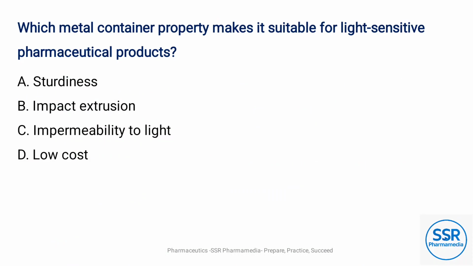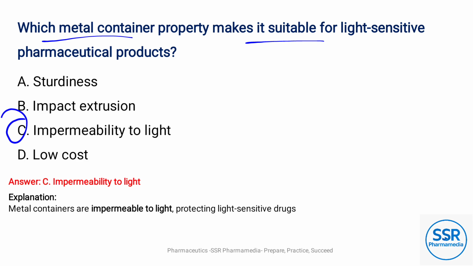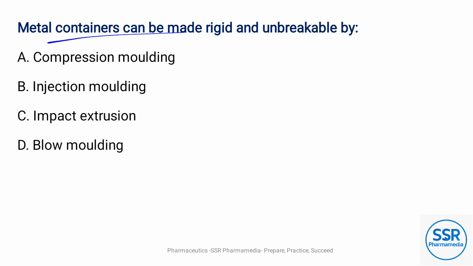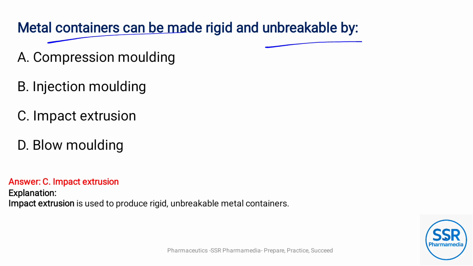Let's move into the questions. Which metal container property makes it suitable for light sensitive pharmaceutical products? Option C, impermeability to light. Metal containers are impermeable to light, protecting light sensitive drugs. Metal containers can be made rigid and unbreakable by option C, impact extrusion. Impact extrusion is used to produce rigid, unbreakable metal containers.